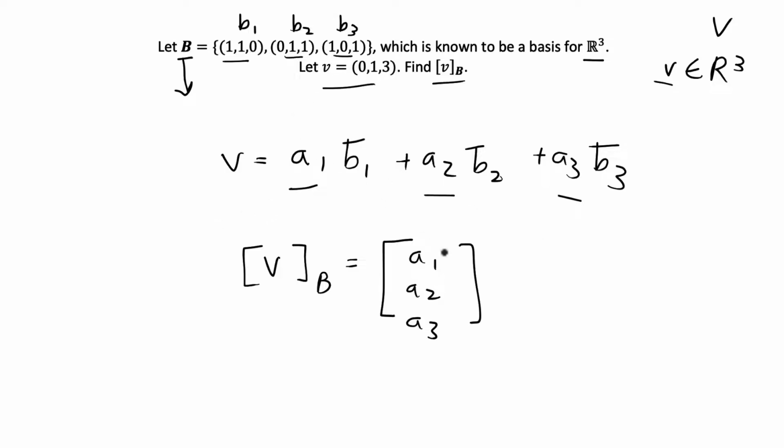Now that we know what we have to solve for, and because we're given lowercase v, the vector that we want to build from the basis, we have what we need. We're given the vector v equal to 0, 1, 3, and we're given the basis vectors b1, b2, b3. So we have enough information in this problem to find the coordinate vector. We just have to plug in v and the 3 b's to solve for a1, a2, a3. So let's go ahead and do that next.